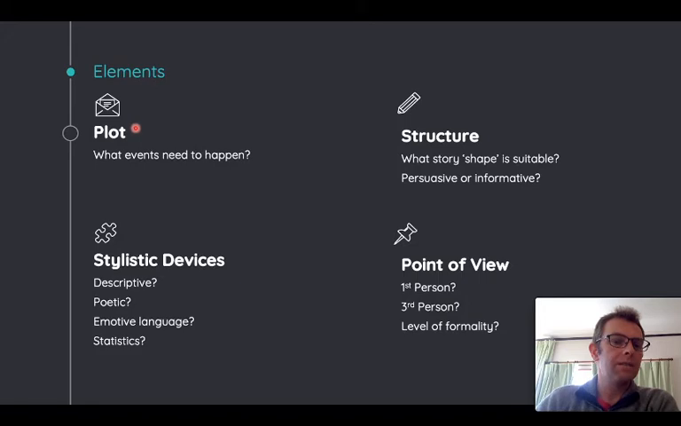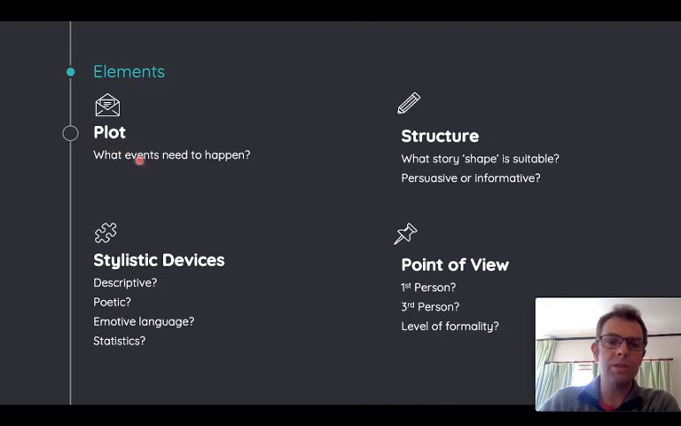So the elements, the first one there is plot. What type of events need to happen that are a match for this genre? So for example, in the thriller and action genres, we're always going to get the all is lost moment. That's usually in the last 15%, 10%, around that mark of the story, whether that's a film, a TV episode, or a novel. There's going to be that moment where it looks pretty certain that the villain is going to win and the protagonist is going to lose. But through some miraculous hard work or feat of endurance by the protagonist, or some friends come to help, the hero then overcomes the villain.